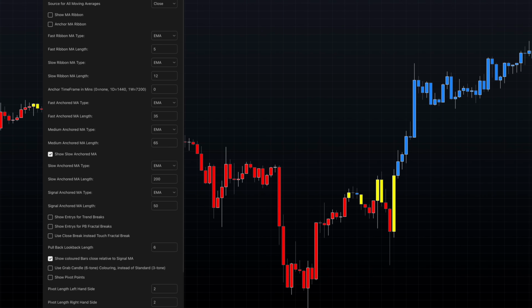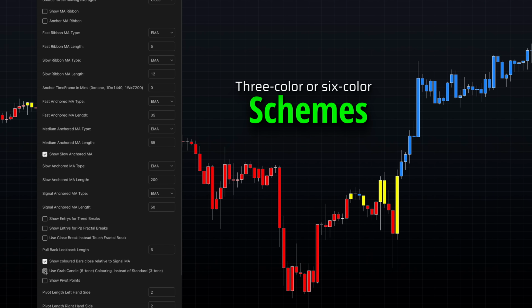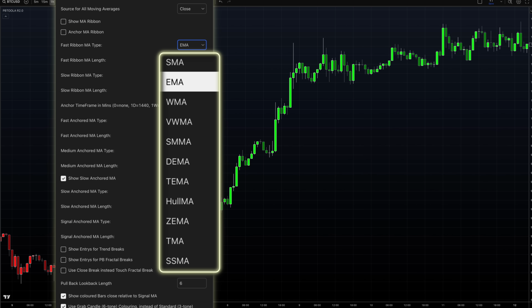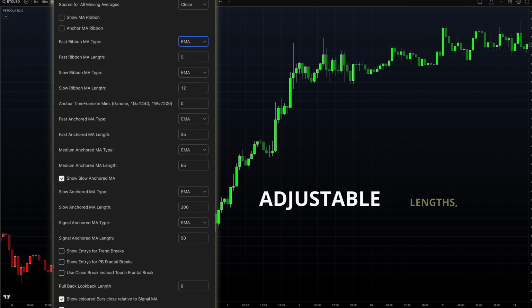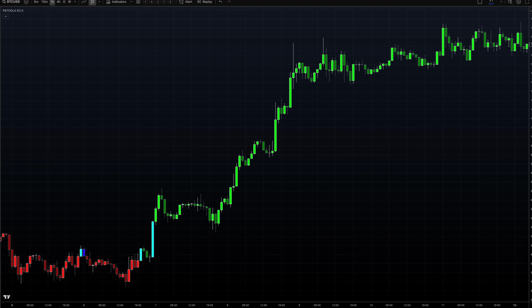The colored bar system provides immediate visual feedback about price position relative to the signal moving average, using either standard 3-color or advanced 6-color schemes. Users benefit from extensive customization, including moving average types (SMA, EMA, WMA, VWMA, Hull, zero lag, and others), adjustable lengths, anchor timeframe selection, and various display options.